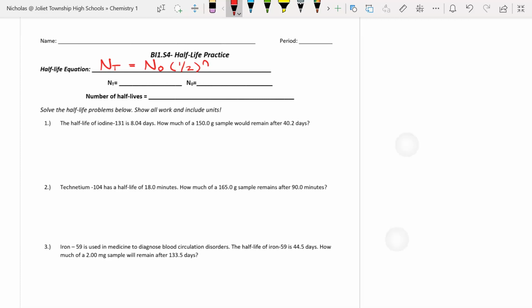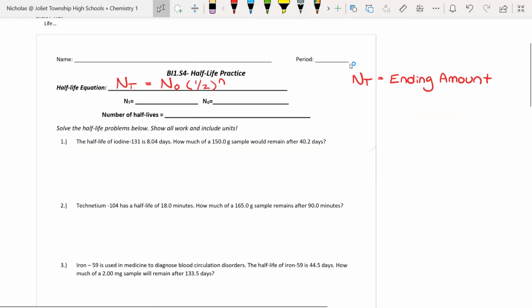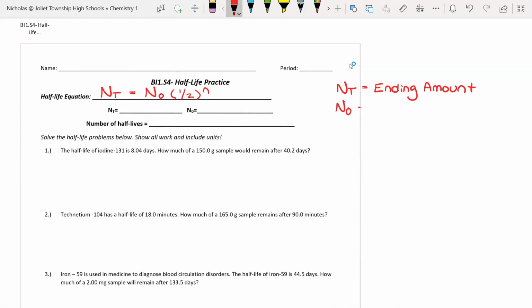Okay, the NT is equal to the ending amount. NO is whatever you're starting with. So if you're starting with, let's say, 5 grams of an amount, that would go for NO. N is the number of half-lives.